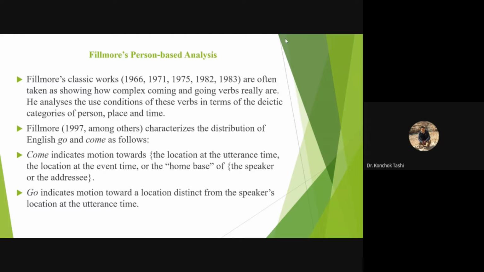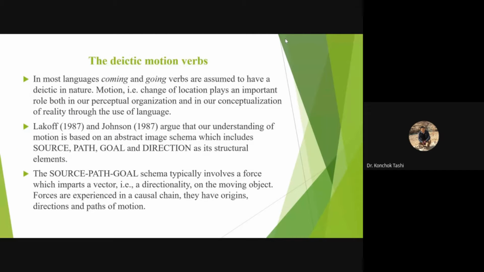As far as Fillmore's framework is concerned, Fillmore's classic works are often taken as showing how complex coming and going verbs really are. He analyzes the use conditions of these verbs in terms of the deictic categories of person, place, and time. Fillmore characterizes the distribution of the English verbs go and come as follows. Come indicates motion towards the speaker, whereas go indicates motion towards a location distinct from the speaker's location at the utterance time. Now, coming to deictic motion verbs, in most languages, coming and going are assumed to be deictic in nature.